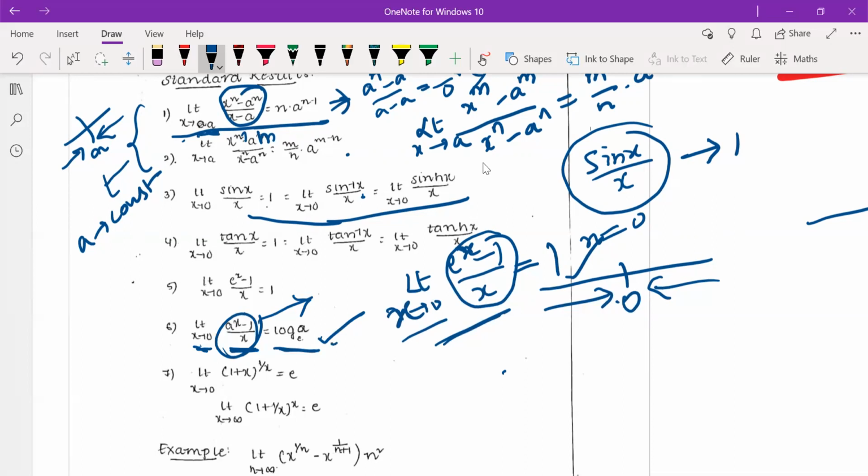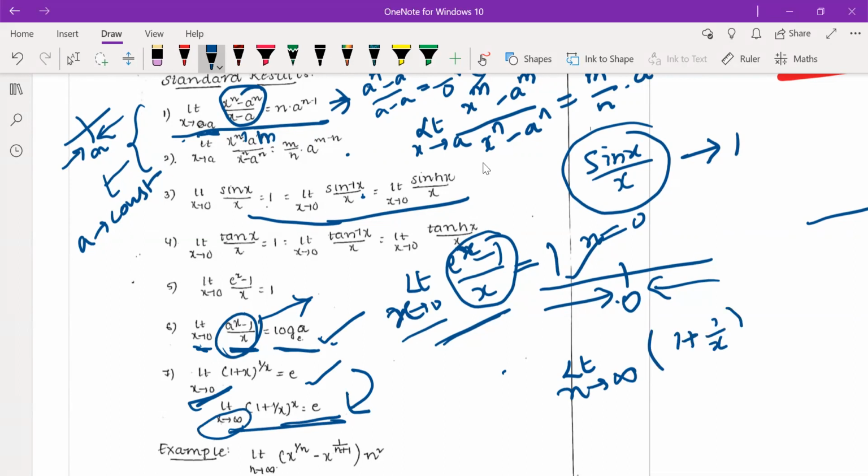The next one, limit x tends to 0 of (1 plus x) whole power 1 by x. This is e. This one will be the continuation of this one, like limit x tends to infinity. Here limit x tends to 0, but in the next case it is limit x tends to infinity of (1 plus 1 by x) whole power x. Just compare this and this with this one.